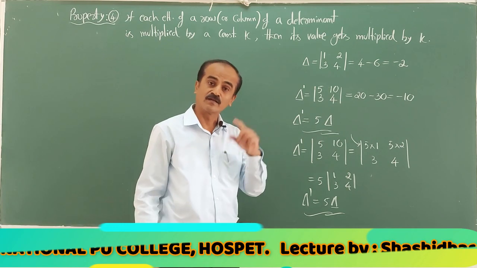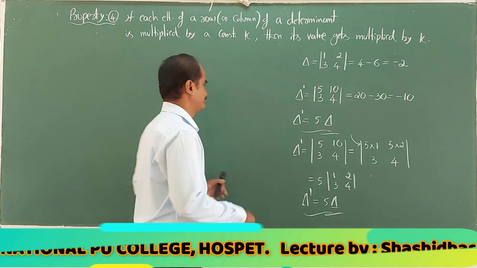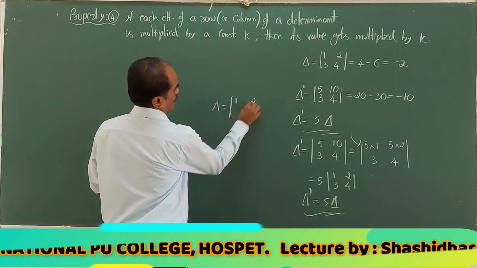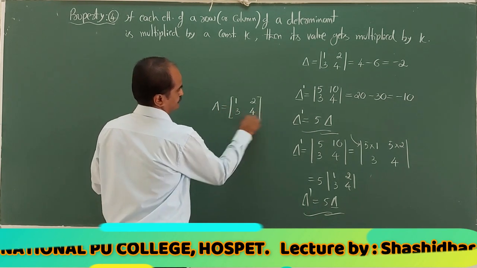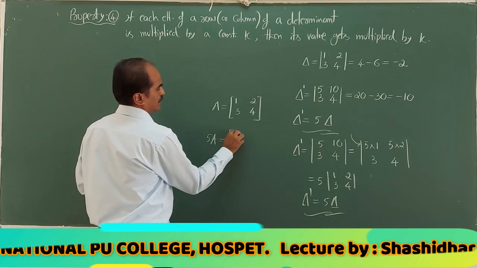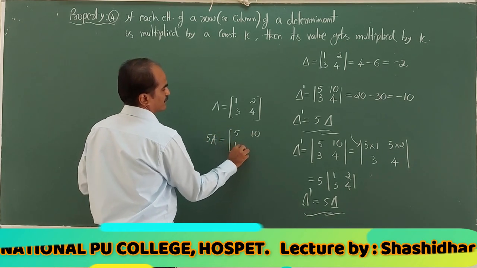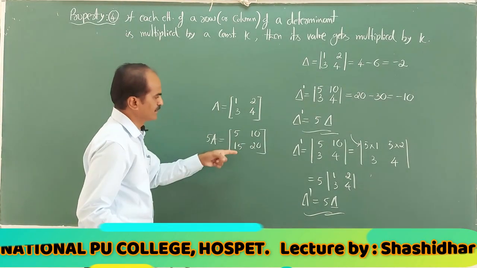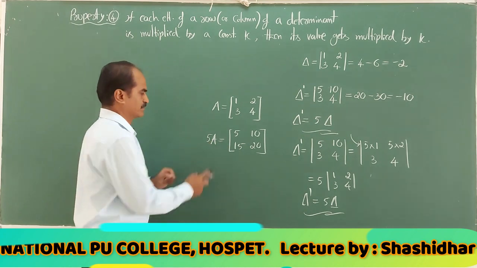Recall the scalar multiplication of a matrix. Suppose A is a matrix 1, 2, 3, 4, then what is 5 times A? It is 5, 10, 15, 20. That is, we multiplied all the elements of that matrix by 5.